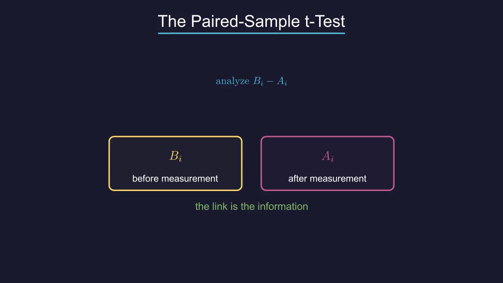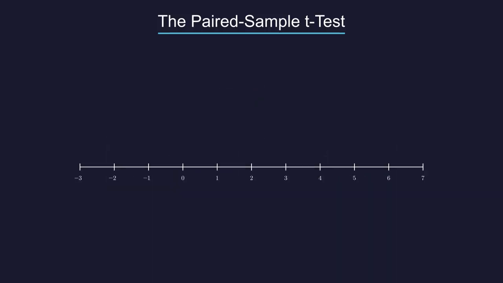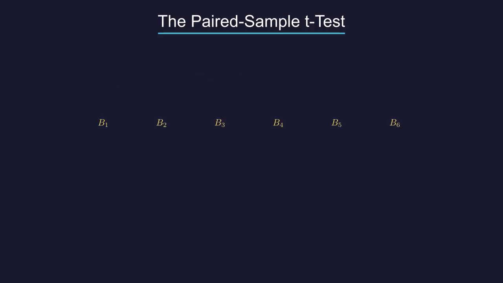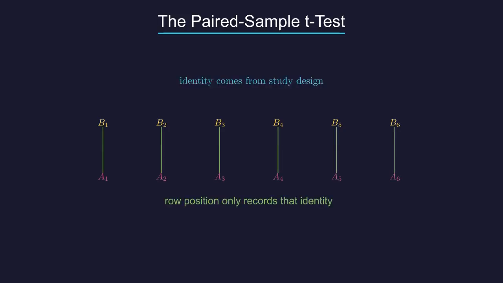The paired sample t-test. Why should before and after data be analyzed as differences? A paired sample t-test evaluates the mean of within-pair differences when two measurements are deliberately linked, such as before and after values on the same participant or measurements on matched units. The pairing is part of the design, not a formatting choice.